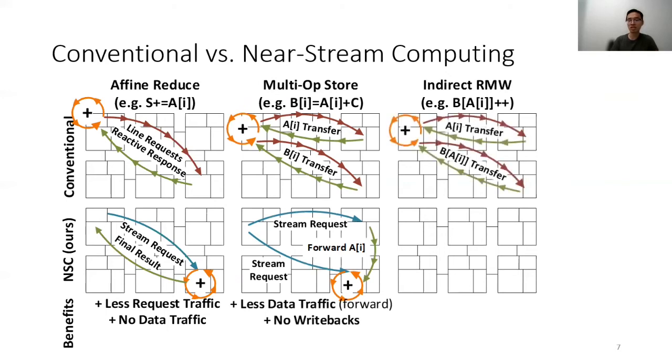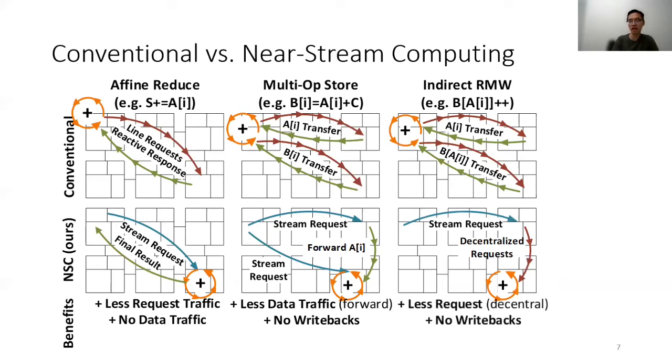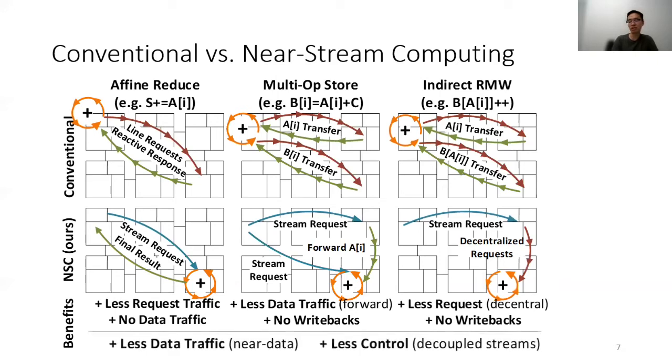Another interesting case is a read-modify-write operation on indirect access B of A of I. A conventional core would first fetch array A and then compute addresses and access array B. In near-stream computing, the indirect stream can be offloaded along with the affine stream and directly generate indirect requests in remote banks. By doing so, we can reduce request traffic by decentralizing address generation and eliminating writebacks. Overall, we require less data traffic as we schedule computation near data, and fewer control overheads since we offload at stream granularity.